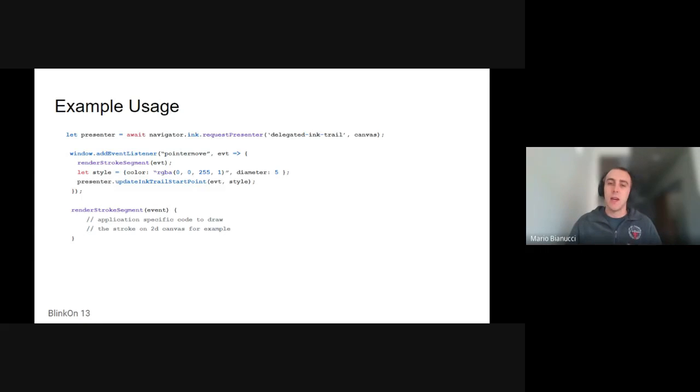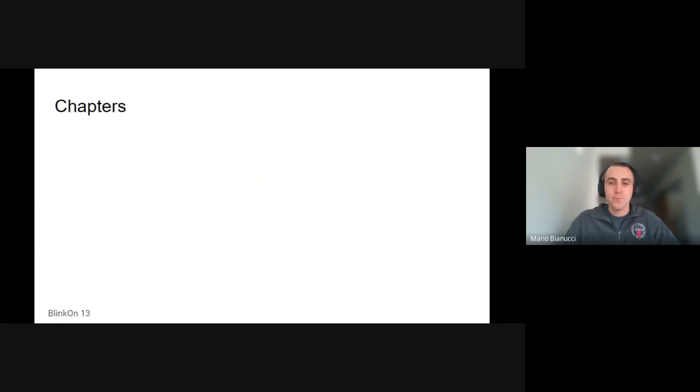And then they just make a style dictionary to describe the stroke or describe the trail that they want. So this will be the color and the diameter or the width of the trail. And then they give us the trusted pointer event and the style dictionary to the update ink trail start point API. And we take it from there to magically reduce the latency.